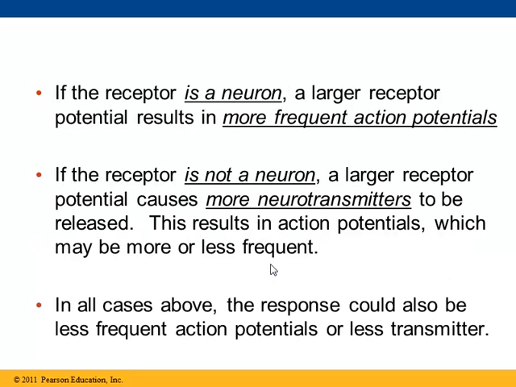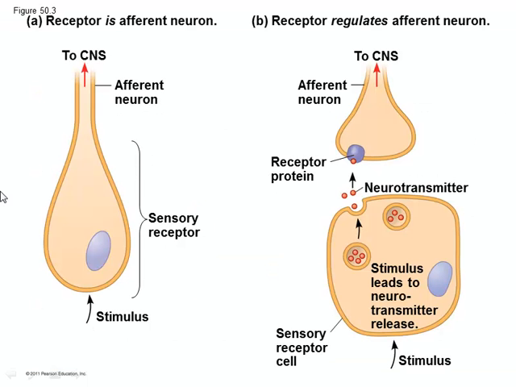Okay, now, two ways a receptor can look. The receptor can be itself a neuron. Or the receptor could basically synapse with a neuron. The first example that I talked about was this receptor that synapses, where it's receiving a stimulus, and based on that stimulus it releases more or less of this neurotransmitter. That neurotransmitter changes the potential of this postsynaptic neuron. And then if you get enough, it goes to action potential. If you don't get enough, it doesn't.